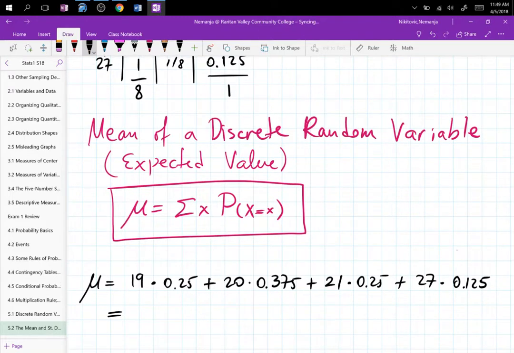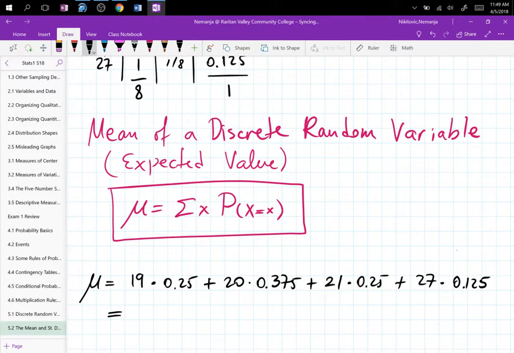So what I have done here is I simply multiplied every x. Remember, we are focusing on the first and the last column. So what I did is I went to the first column, picked up all my x's, which are the variables, and went to the last column and picked up their probabilities and multiplied them all together.